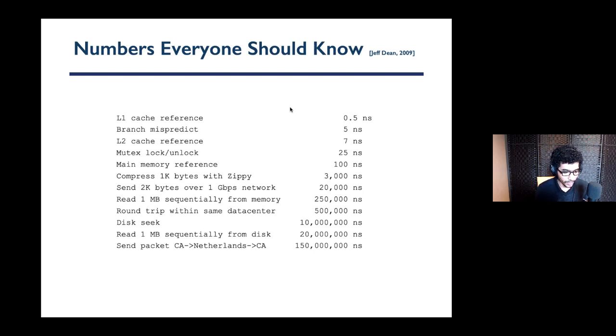And then if you're going to send a packet from California to Netherlands and back to California, that's going to take what you can see over there. So 150 million nanoseconds. So you see the order of magnitudes that these numbers are different. So if you're going to just click on your keyboard and are wondering how long it takes, it's about 100 milliseconds, so something between 20 million nanoseconds and 150 million nanoseconds.